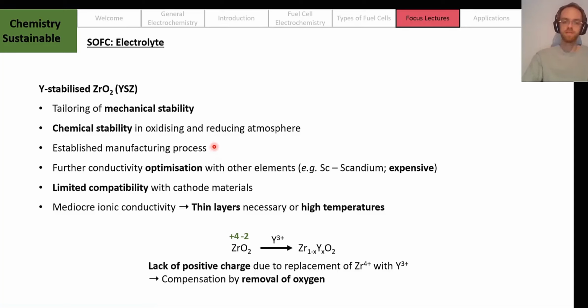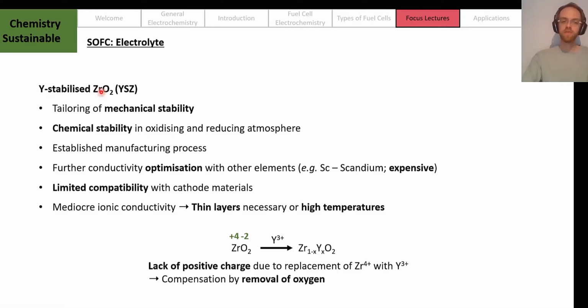The conductivity can actually be further optimized with other elements, for example scandium. So scandium can also be doped into the structure. However, the big drawback is that scandium is very expensive, so it is usually not an economical process to dope it with scandium.